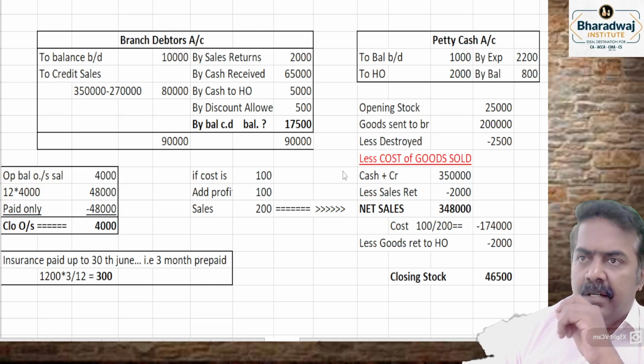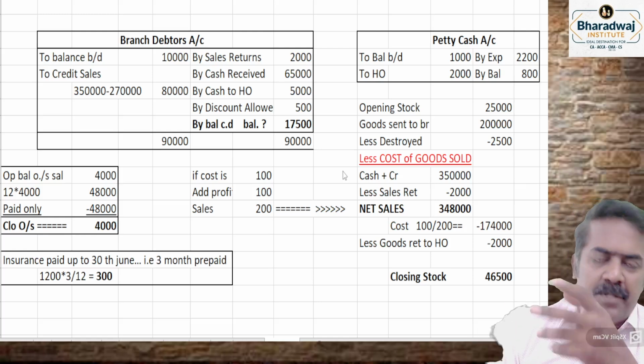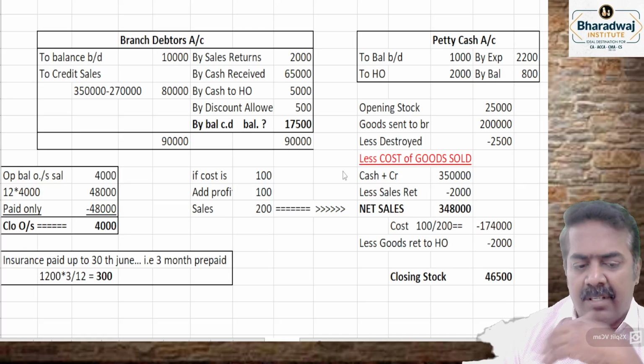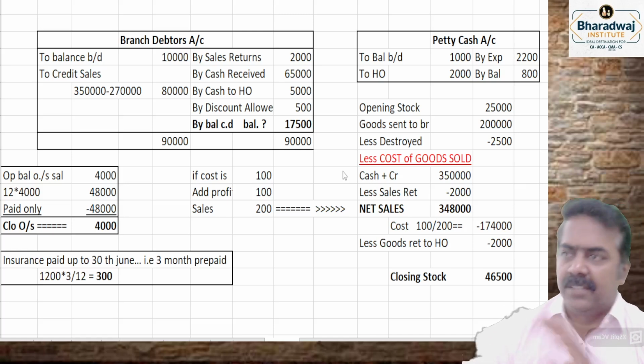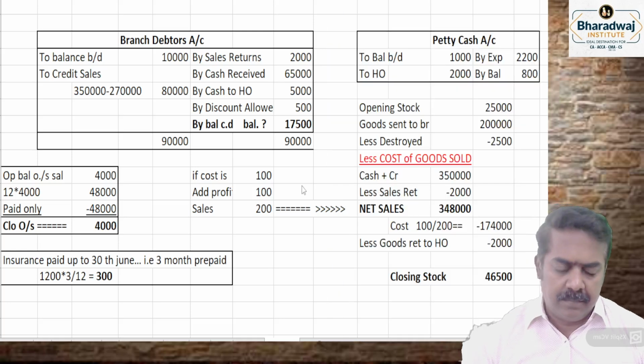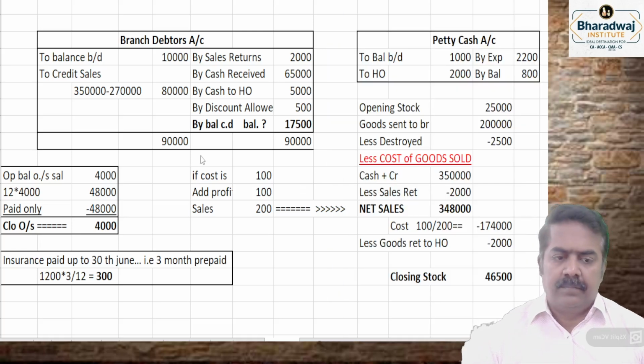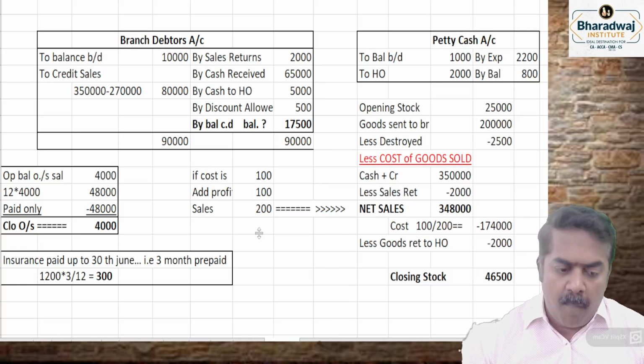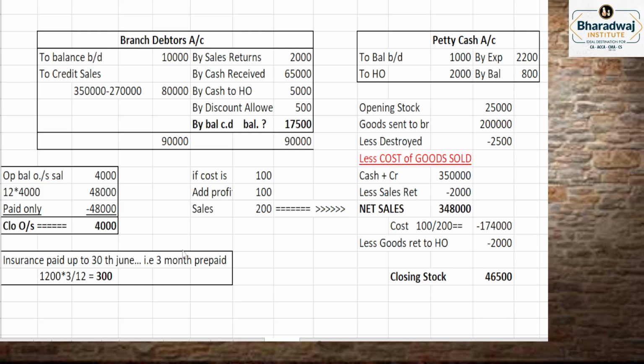Goods are sent at cost price. There is no invoice price given. Only the sales is at cost plus 100%. But head office is sending the goods at what price? Cost price. Those who completed, please start with the main answer, branch accounts.